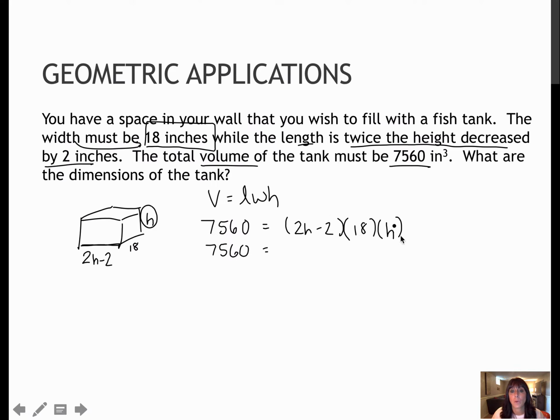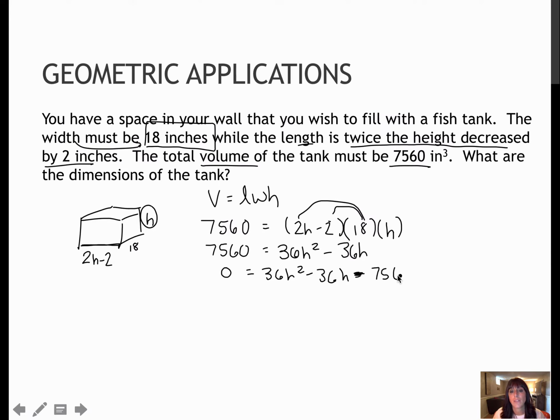I'm going to multiply all of this out, so I'm going to take 18h and distribute it to both terms. So 18h times 2h is 36h squared, and then 18h times minus 2 is minus 36h. I of course want everything on the same side of the equal sign, so I'm going to subtract the 7,560 over to the other side.